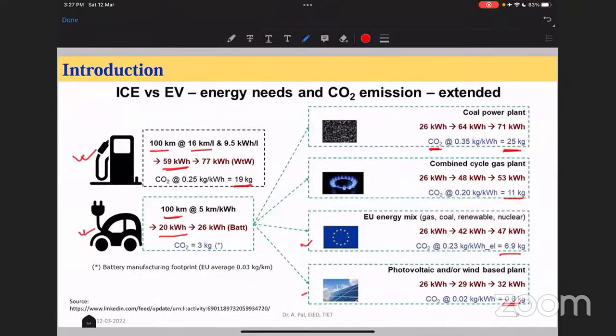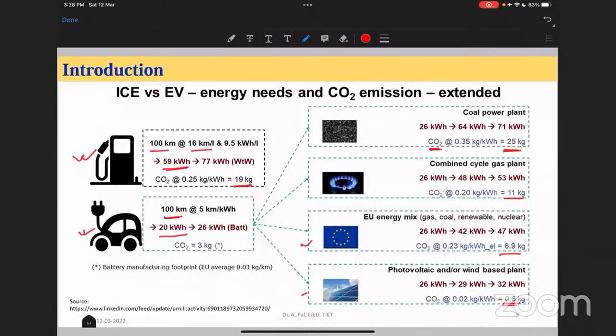So if we think like that, if there is no CO2 emission, there is no environmental impact, then that answer is not justified, it is not true in a real scenario. So what I am trying to say from this figure is that electric vehicles also have some CO2 emissions. It depends on which type of source we get the power from, whether it is coal, gas, or renewables. So that is the thing.